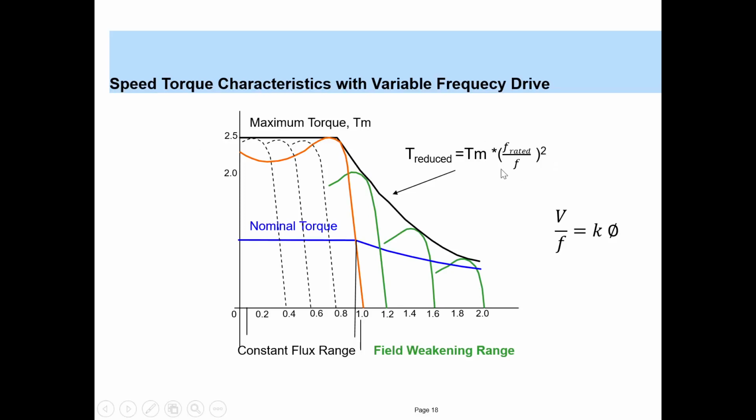So hope this is clear. You can get the maximum torque up to the base frequency, and beyond that, if you increase the speed, the torque gradually reduces. So this is the speed torque characteristic with a drive.